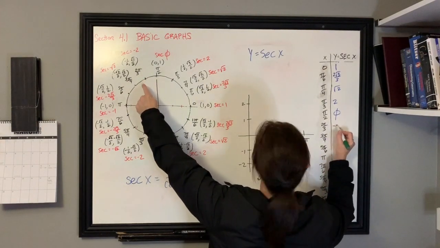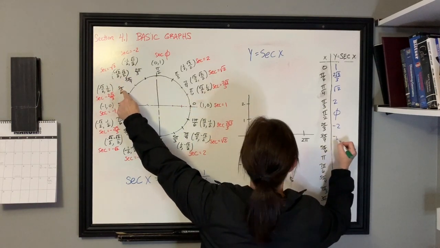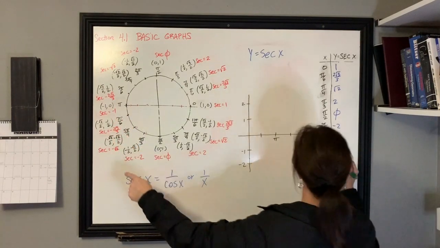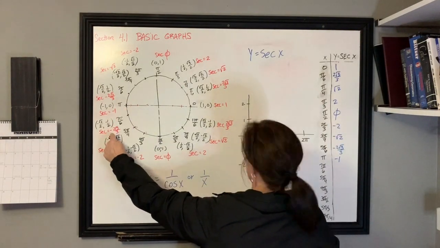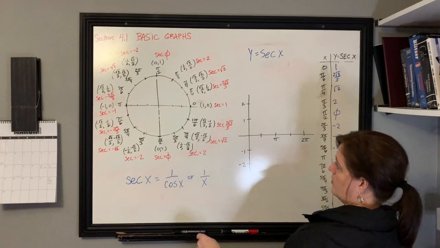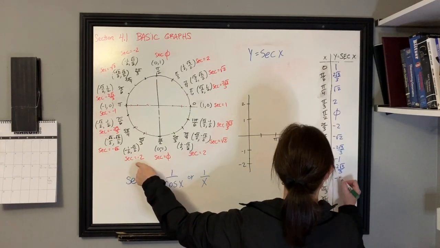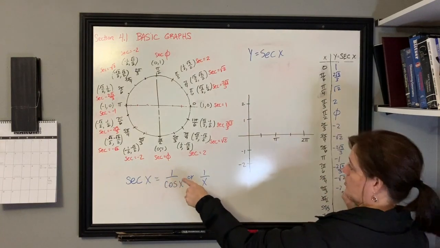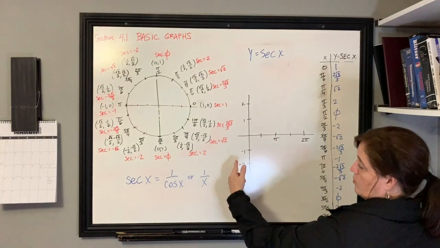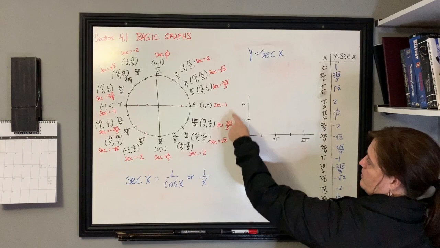And then negative 2, because cosine, remember, in quadrant 2 and 3 is negative, so negative 2, negative square root of 2, negative 2 square root of 3 over 3, and then negative 1 at pi. Negative 2 square root of 3 over 3, negative 1, negative square root of 2, negative 2, and then again at 3 pi halves it's undefined. And then positive 2, because we're back in quadrant 4 where cosine and secant are positive, square root of 2, 2 square root of 3 over 3, and then back to 1.